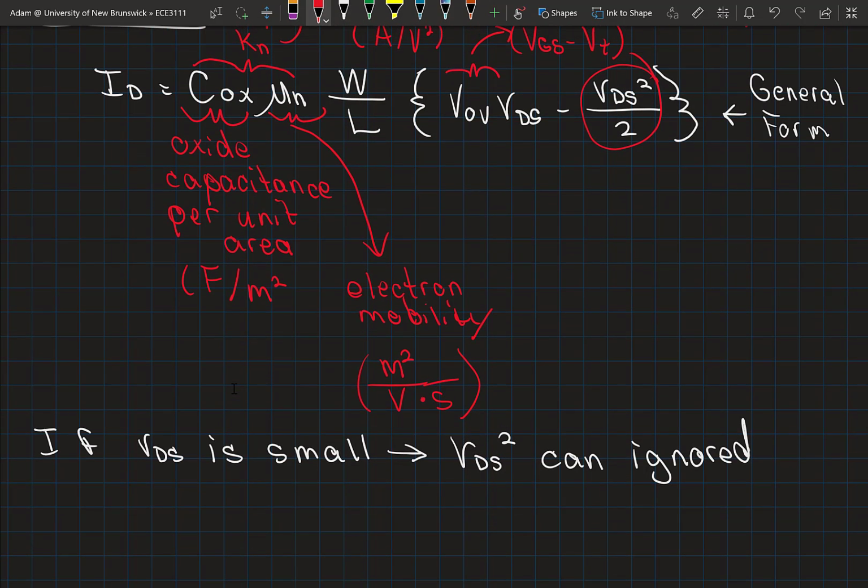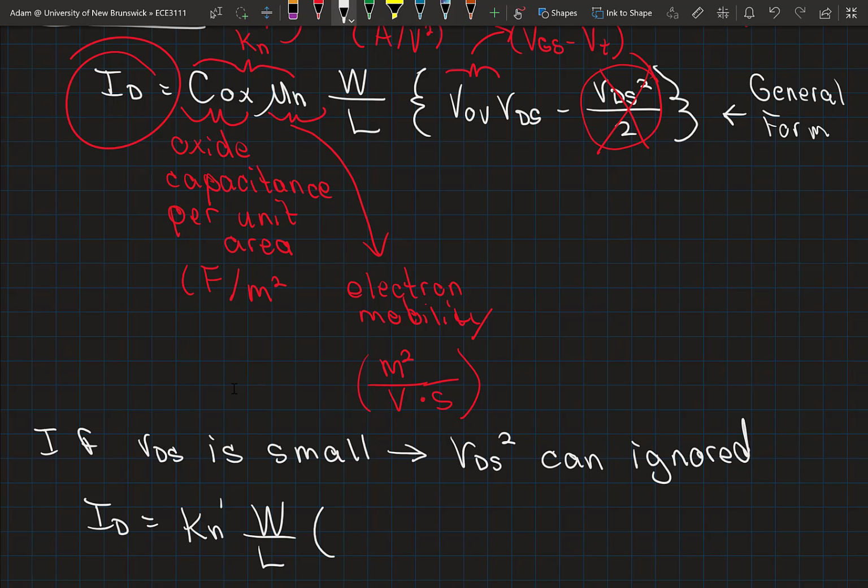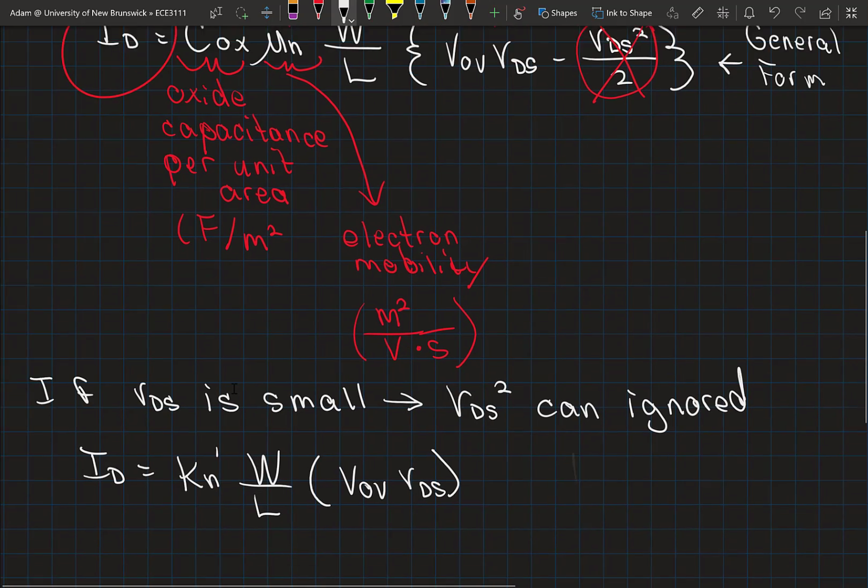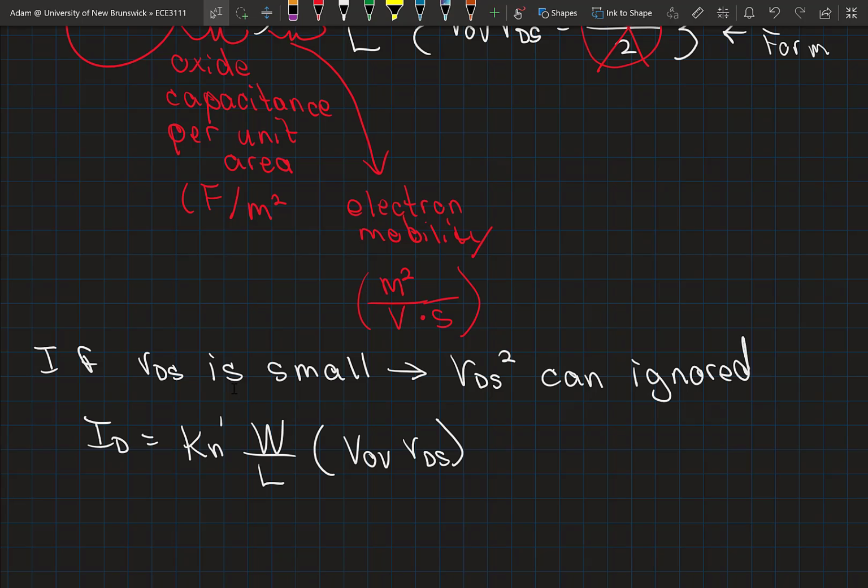So that means that in this equation up here, if we ignore that term, we end up with an expression for the drain current that's our process transconductance times my aspect ratio, or my width divided by my length, times my overdrive voltage times VDS. Okay, so for a given gate to source voltage, this term is going to stay constant, and therefore we have a linear relationship between the drain to source voltage and the drain current.